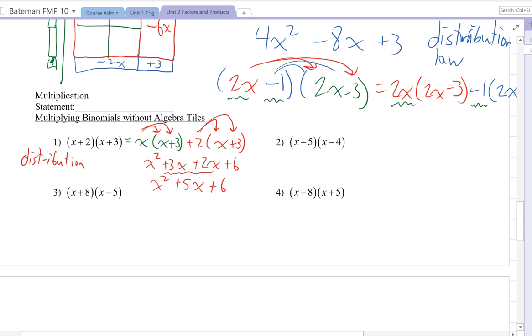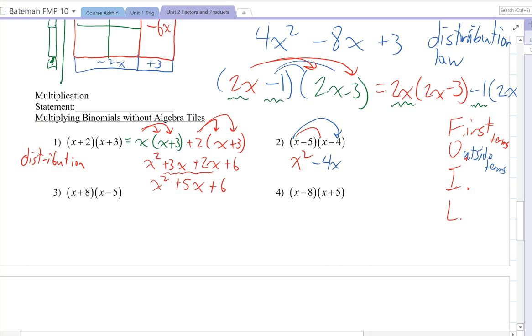Another way of showing your work is what we sometimes refer to as FOIL. It's just a way of doing distribution law quickly without writing out the long way. So what you're going to do is multiply your first terms. So you multiply x times x and you get x squared. Then you multiply your outside terms. So the outside would be x times minus 4, negative 4x.